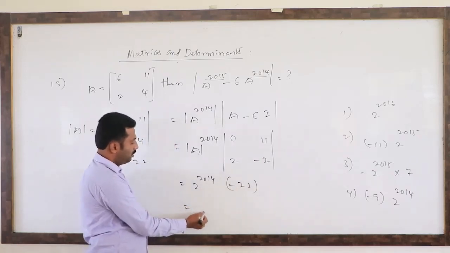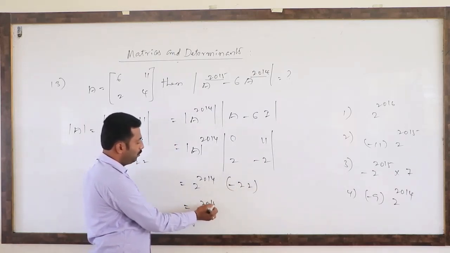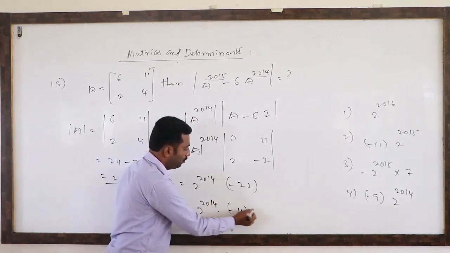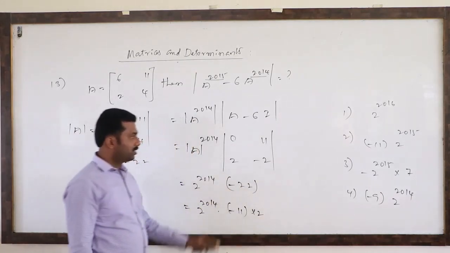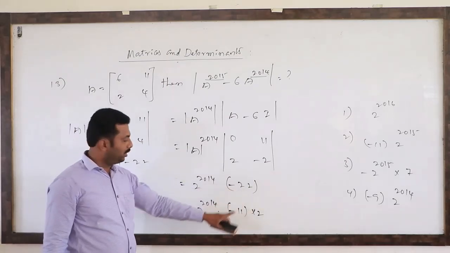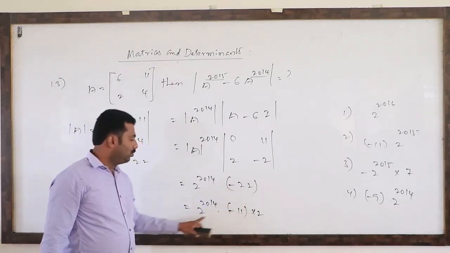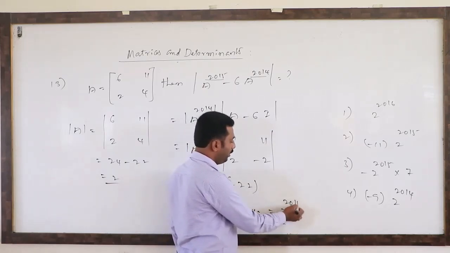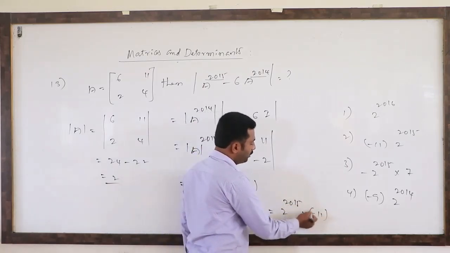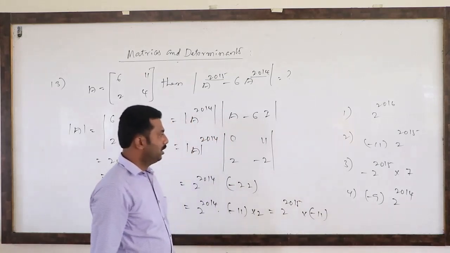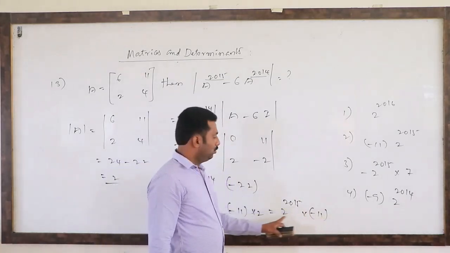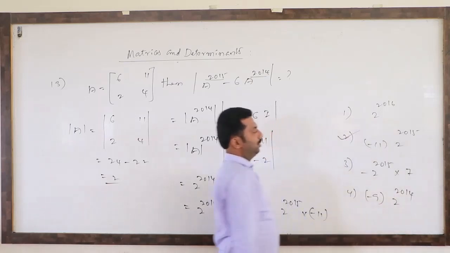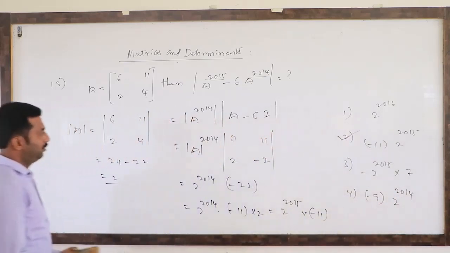So this is 2014. This is minus 11 into 2, also we can write, because minus 22 is not there in the options. So 2 into 2014, nothing but 2015 into minus 11. See, there are 4 options: minus 11 into 2000, 2 to the power 2050. So that is the answer. Like that we have to answer.